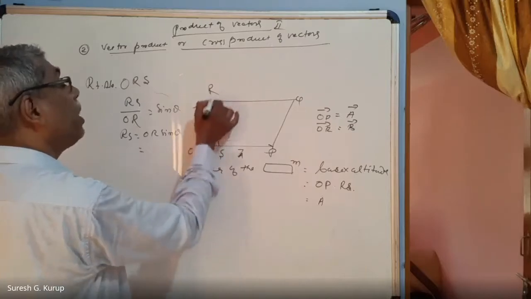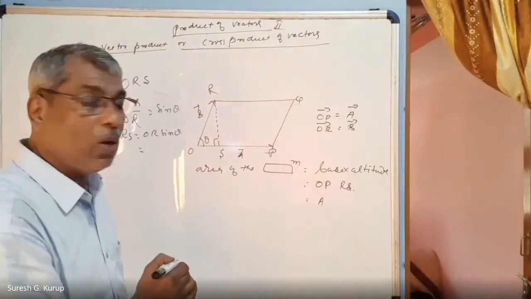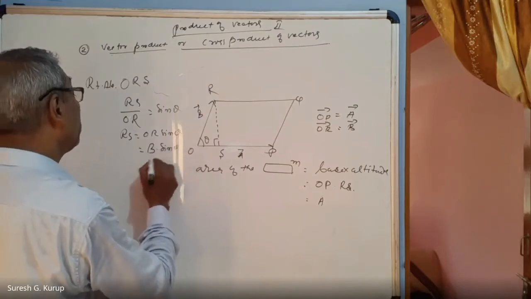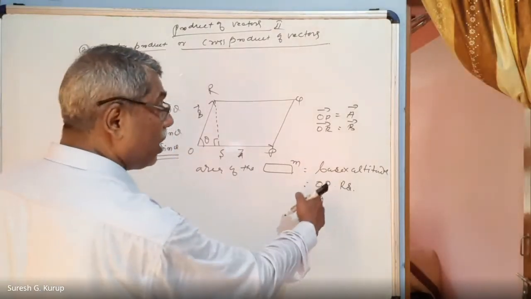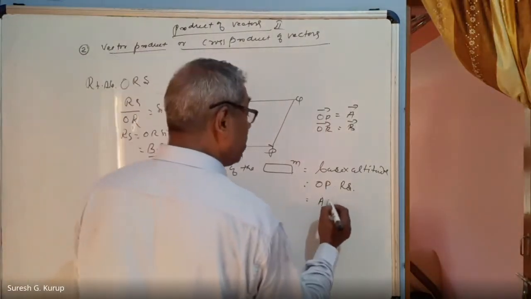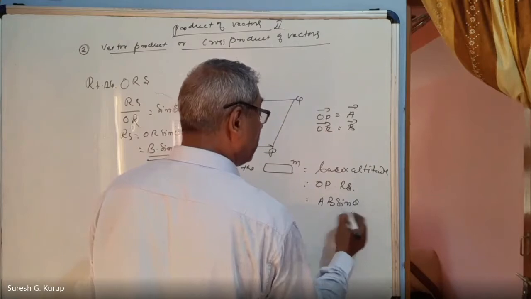What is the magnitude of OR? OR is simply equal to B, so RS is equal to B sine theta. OP is equal to A, and RS is equal to B sine theta. That is equal to AB sine theta.